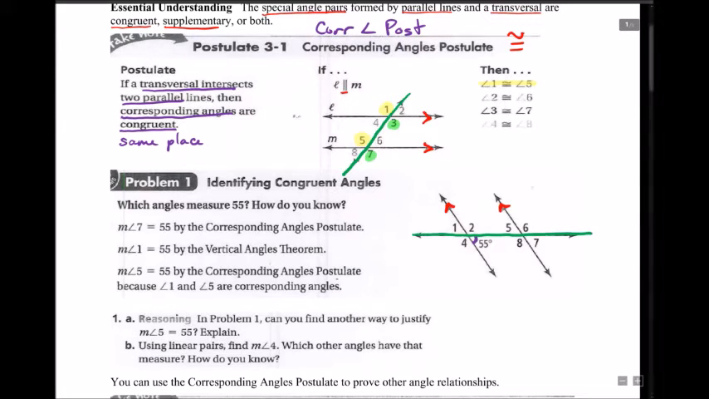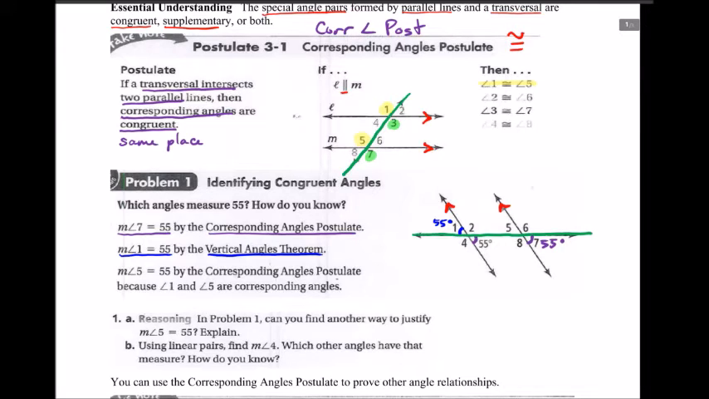And so who else is going to measure 55 degrees, and how can we justify that? Well, the measure of angle 7 is 55 degrees, and it's because of our new postulate, the corresponding angles postulate. So I can mark that 55 degrees. Are there any other angles that we could say are 55 degrees? Well, hopefully this jumps right out at you. You should see vertical angles here. So the measure of angle 1, we can say angle 1 measures 55 degrees as well by the vertical angles theorem.